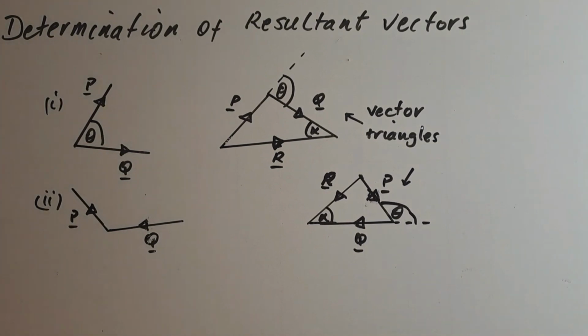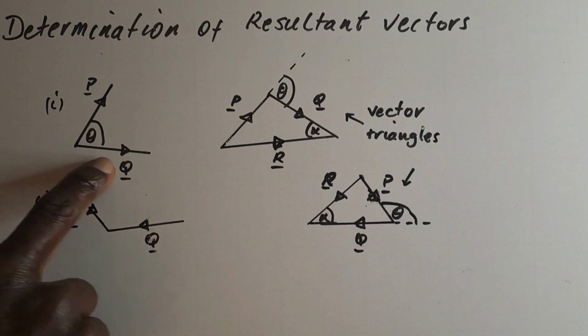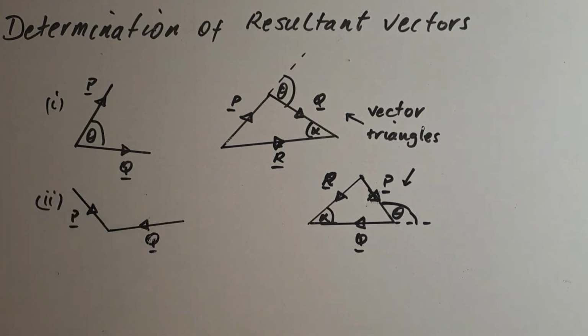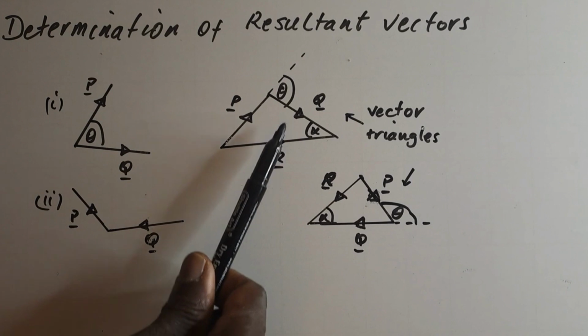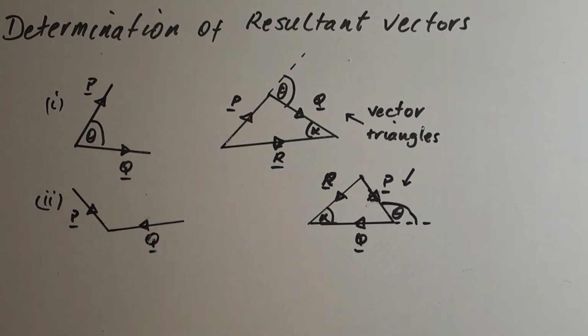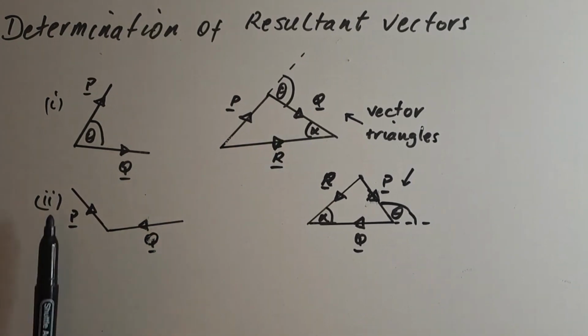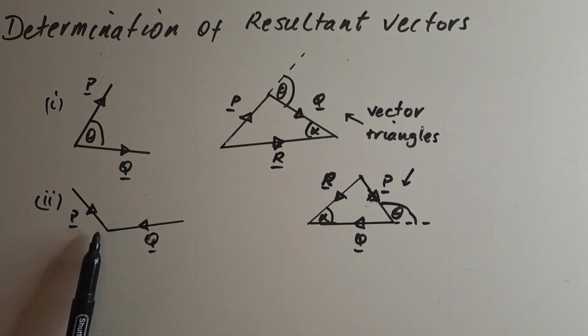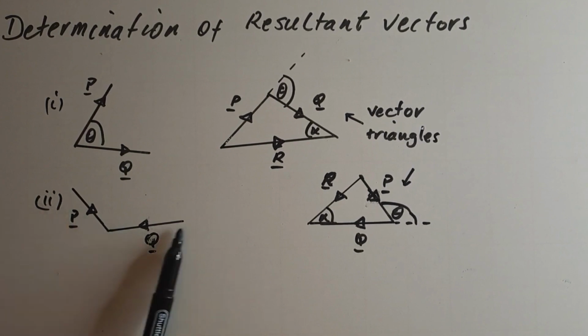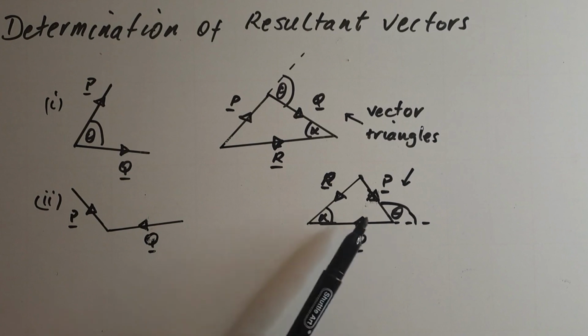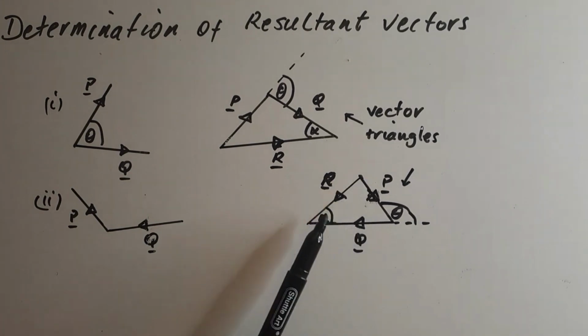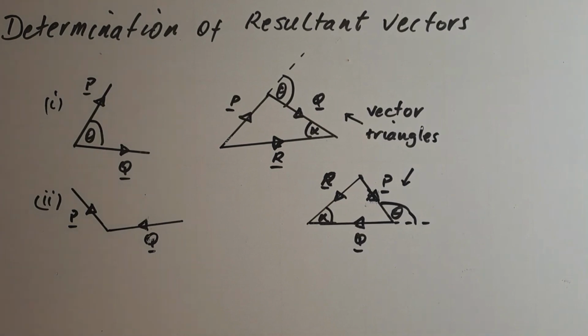Note that the resultant is represented in magnitude and direction, but not necessarily position. So though you see Q here, it's not necessarily in that position as you can see in the vector triangle. Same here in the second part, we have P acting downwards, Q this way, and the resultant forms the third part of the triangle.